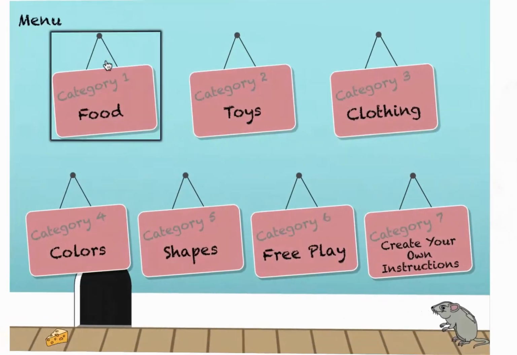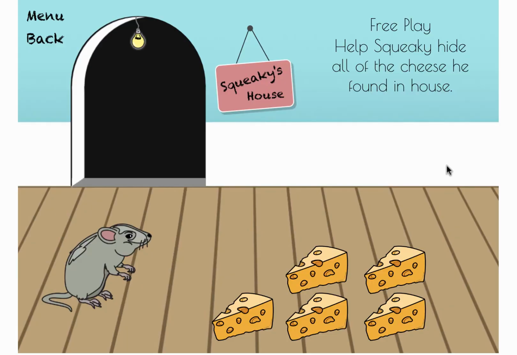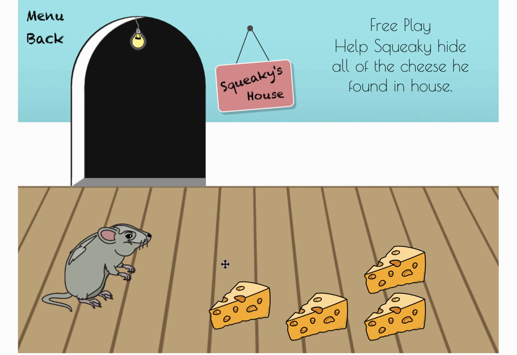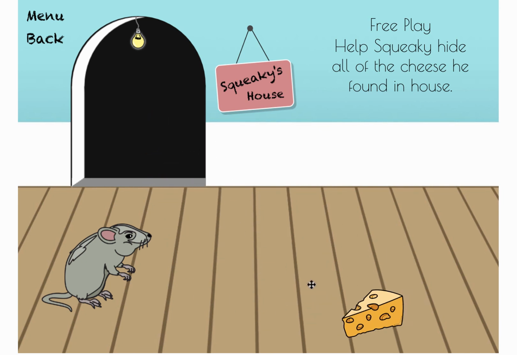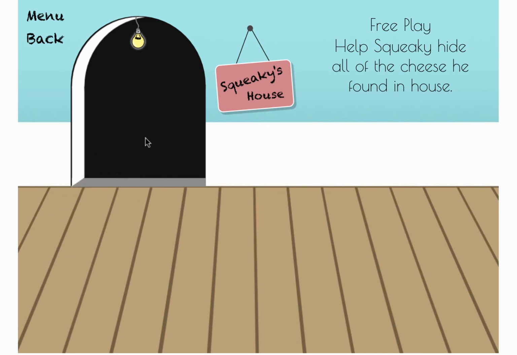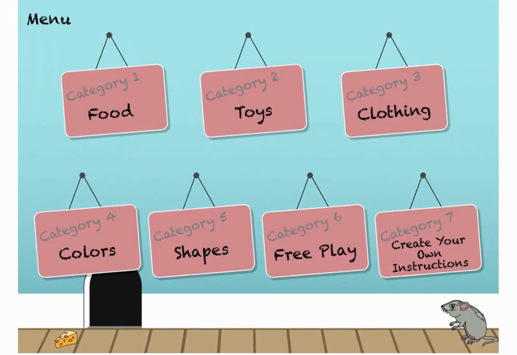I want to show you the free play one. So on the free play card, you're just going to see cheese, and it's just meant to be a fun reward, sort of a little brain break where your student can just interact with the activity and just drag and drop the cheese to hide into Squeaky's house. Once your student is done doing that, they can actually drag Squeaky in there as well, and you can just say, bye Squeaky. So we'll go back to the menu. And that is a preview of the receptive language sneaky mouse activity.